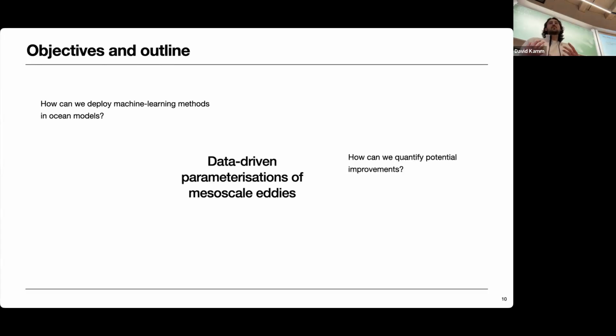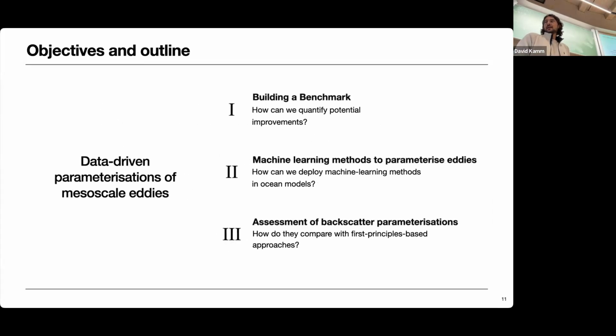As I mentioned, it's quite difficult to get good metrics right, since we know that most of our models are biased in this regard, and we have only very sparse observations. So benchmarks are really crucial for these methods. And finally, we also want to look into the actual assessment of these parameterizations and see how they perform, in particular compared to a first-principle-based approach, a backscatter parameterization that was already available to us. And we're going to start with the first part, building a benchmark.